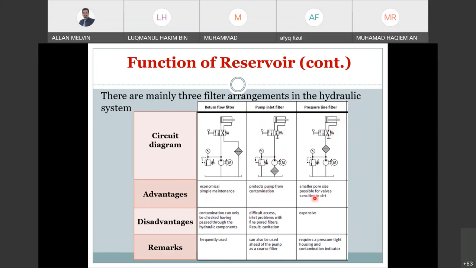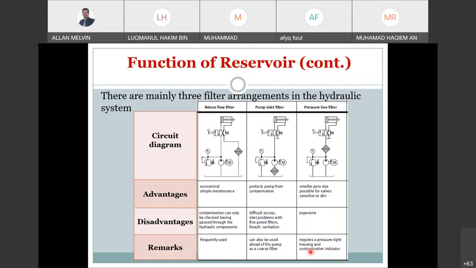Then you can have a pressure line filter, a pressure line after the pump. So this is before the pump, and this is after the pump, where you put the filter. So the oil from the pump is filtered first before entering the system. Small pore size is possible for valve-sensitive dirt. We can use a smaller micron size. Like I said, when you involve a specific unusual micron size, the cost will be more. That is why the disadvantage is that it is expensive.